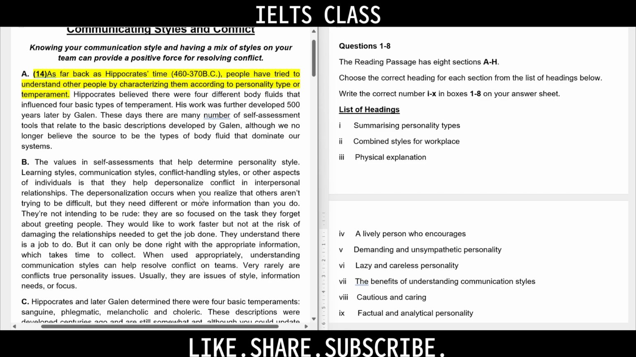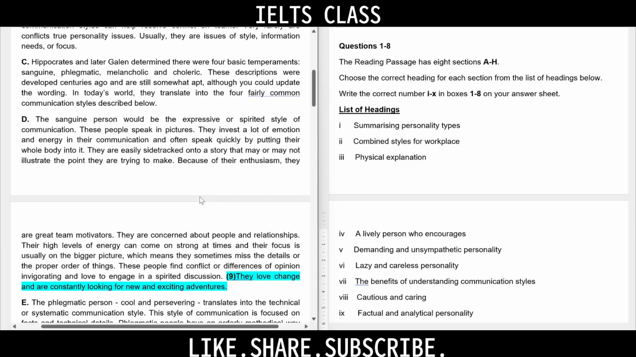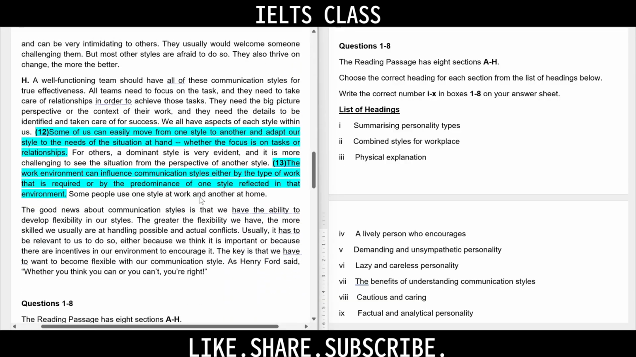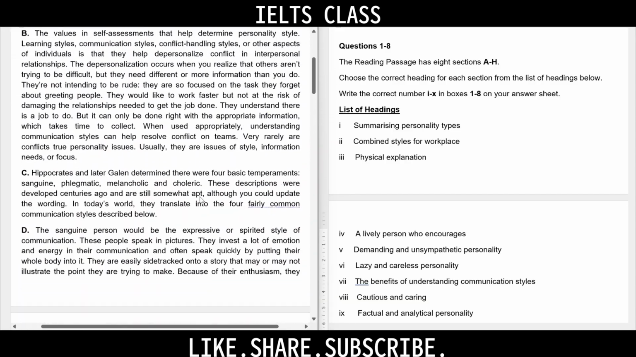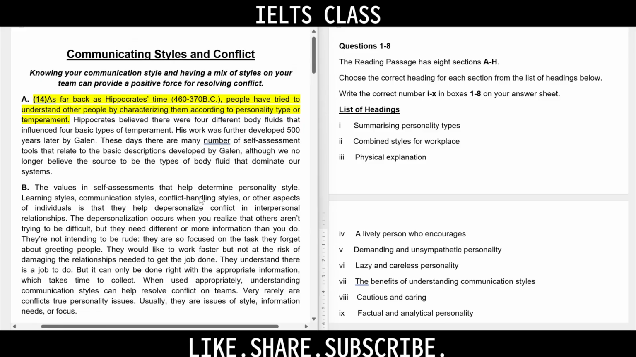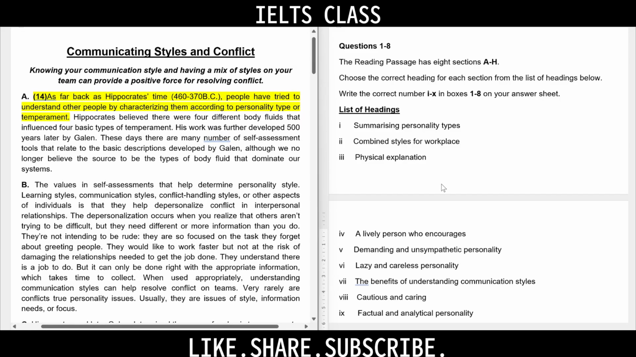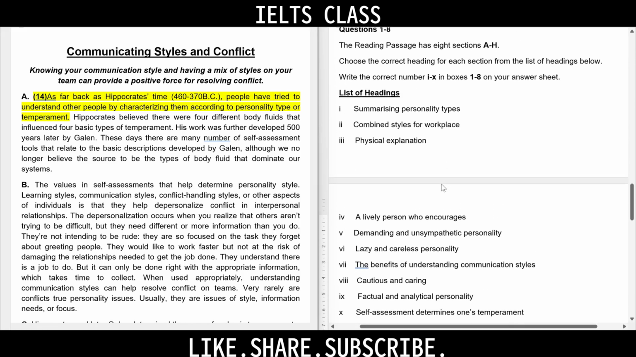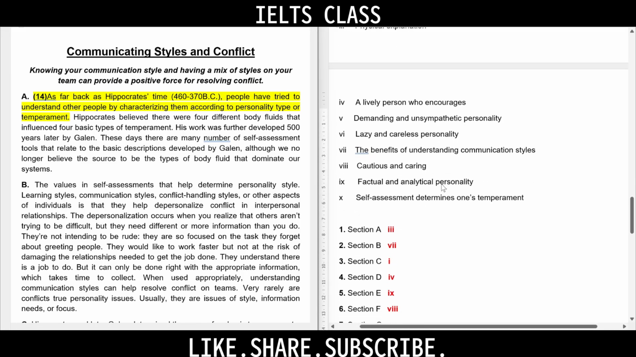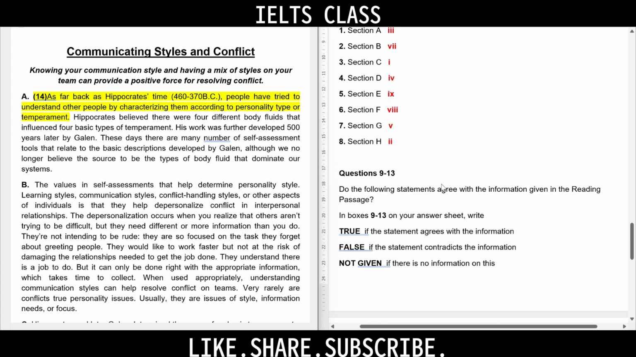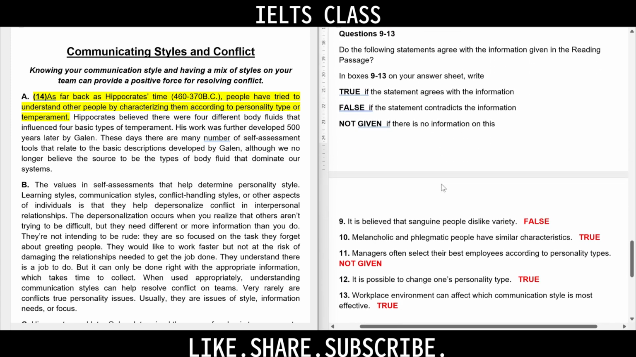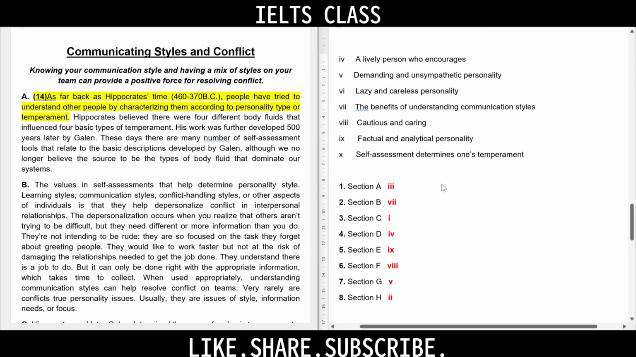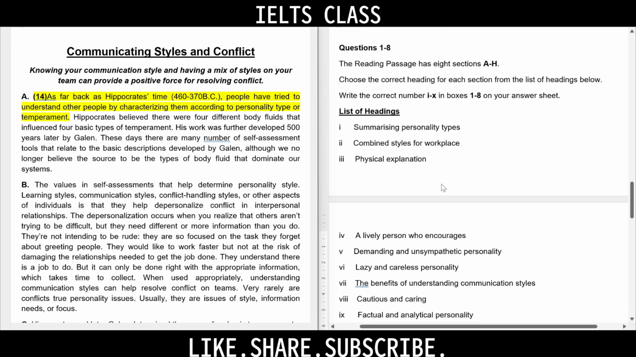So let's see how long the passage is. It has 8 paragraphs in total, and now we will see the type of questions that we have. So first type is list of headings. Because it has list of headings, I would have to read the whole passage with you so that you could understand the headings better. And next is true false not given, and one MCQ at last. So let's start with the list of headings.